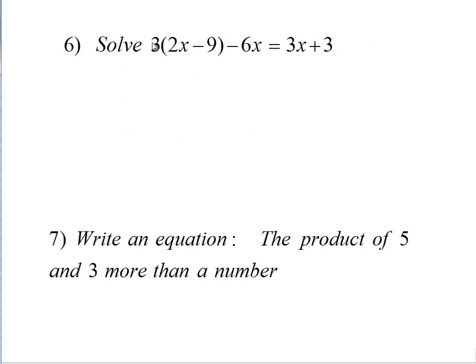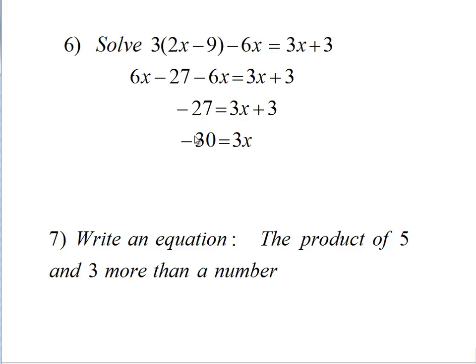Okay, 6. 3 times 2 is 6x. 3 times 9 is 27, minus 6x. And this right side just stays. Okay, your 6x and 6x disappear, so you have 27 is equal to 3x plus 3. Subtract 3 from both sides. Get negative 30 is 3x. Divide by 3 on both sides, and you get negative 10.